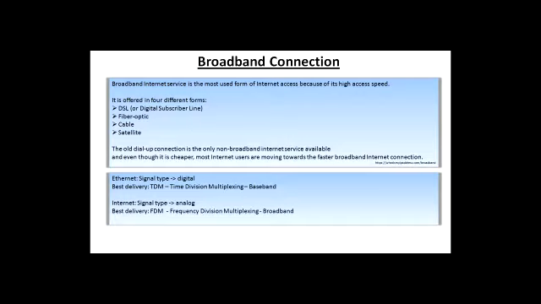Anyways, broadband internet service is the most used form of internet access because of the high access speed. So high speed is associated with the broadband connection. Broadband internet service is offered in these forms: DSL, which is a telephone line, digital subscriber line, fiber optics, cable, and satellite.